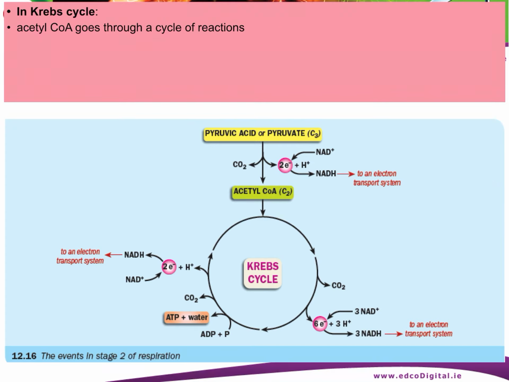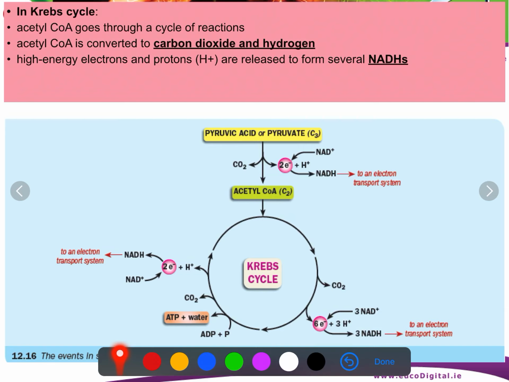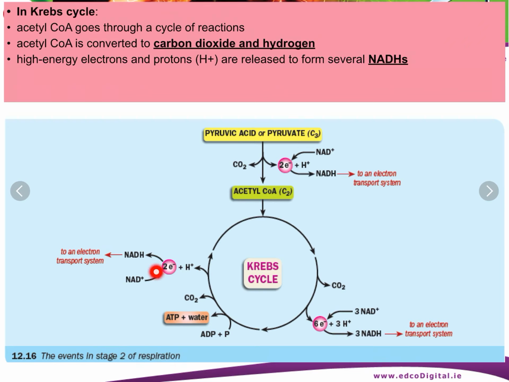So we have our bullet points. Acetyl coenzyme A goes through a cycle of reactions. Acetyl CoA is converted to carbon dioxide and hydrogen. High energy electrons and protons, H plus, are released to form several NADHs. Let's have a look at that. So acetyl CoA is converted into carbon dioxide. There you can see carbon dioxide being released. We also have hydrogen being released here, and here. High energy electrons and protons are released. Here are our electrons, and the H's are the hydrogen protons, to form several NADHs.